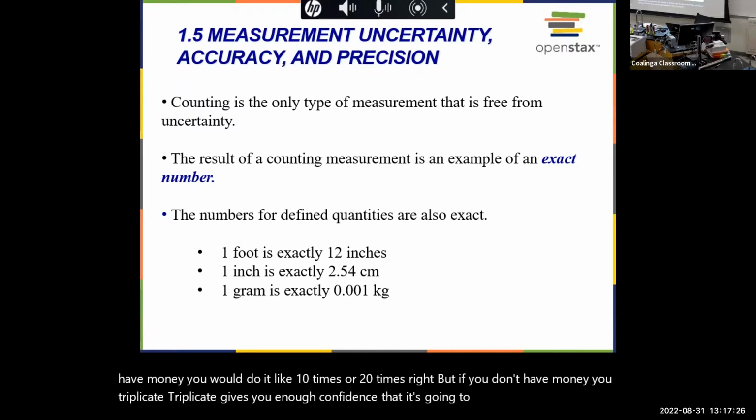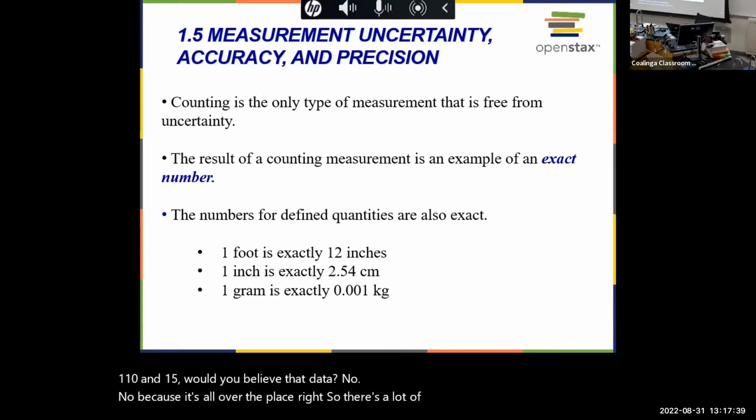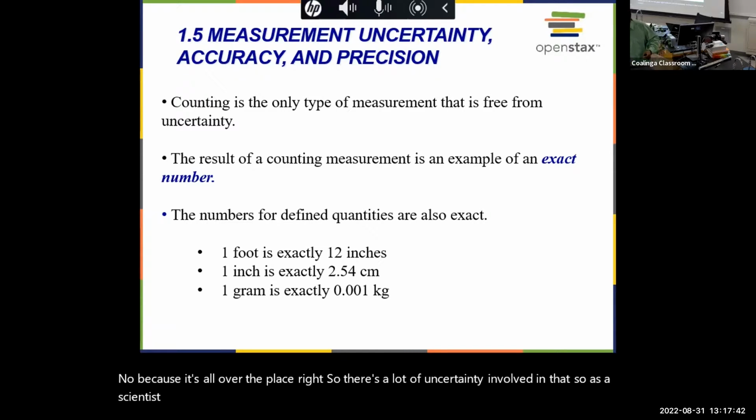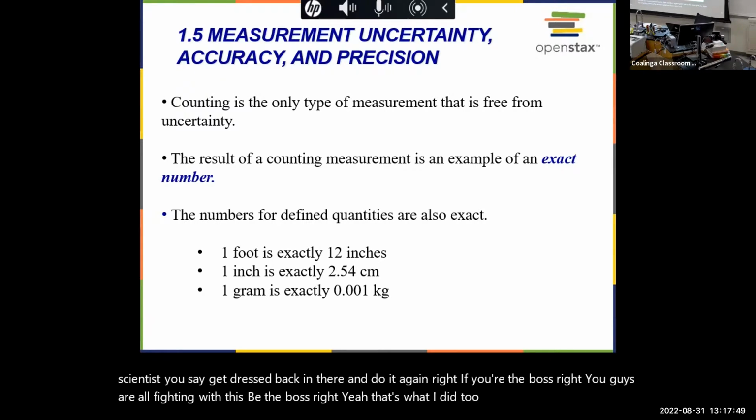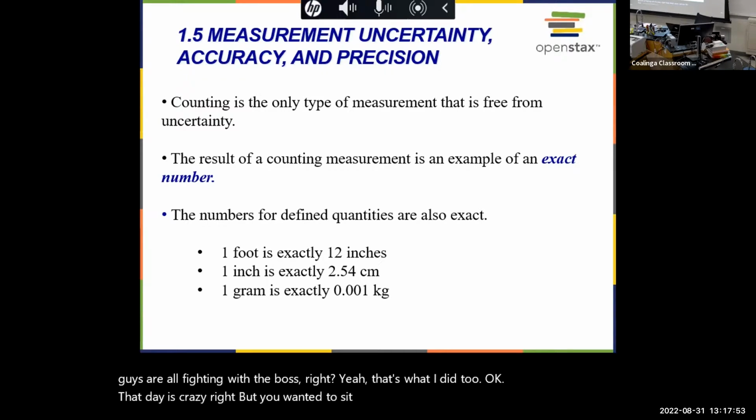Now, if I had 210, 110, and 15, would you believe that data? No, because it's all over the place, right? So there's a lot of uncertainty involved in that. So as a scientist, you'd say, try it again. If you're the boss, you'd say, better do that again. That data is crazy. Because you want it to be more precise. Doesn't necessarily have to be accurate, but you want that precision.